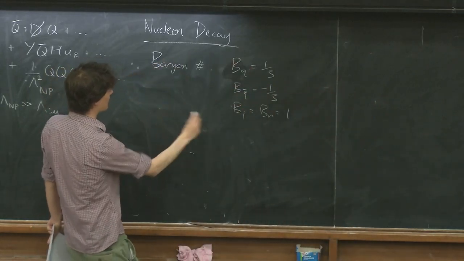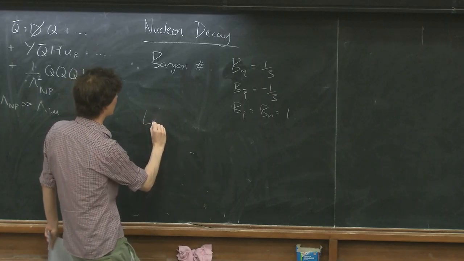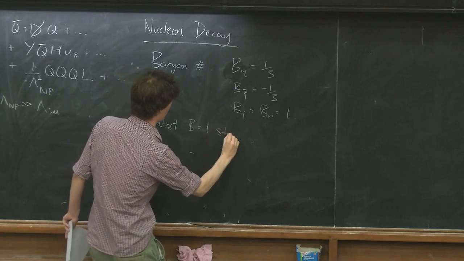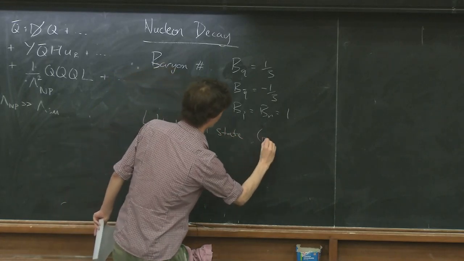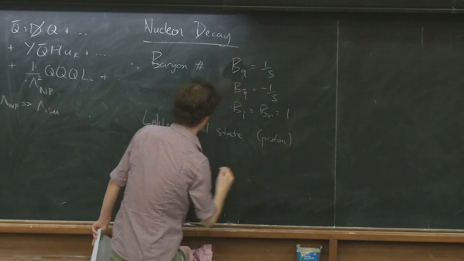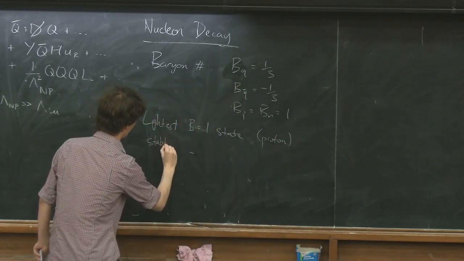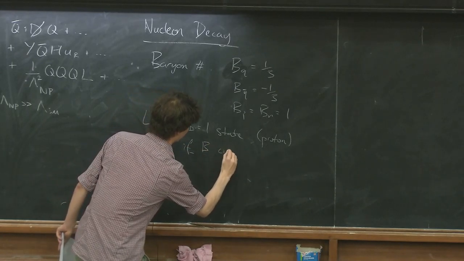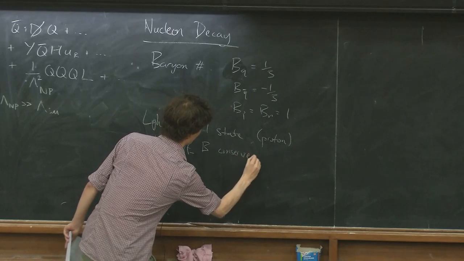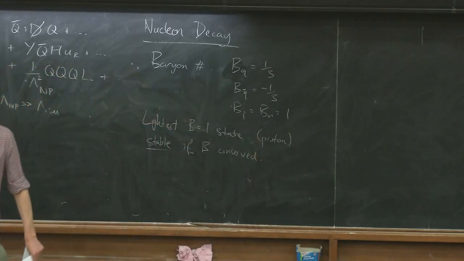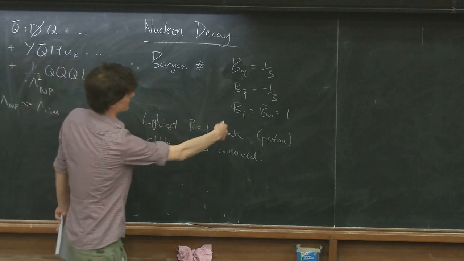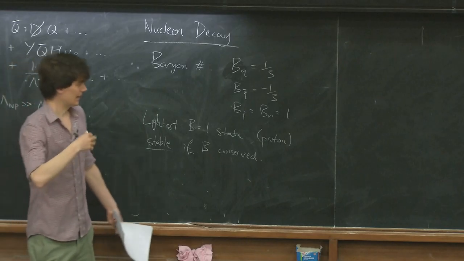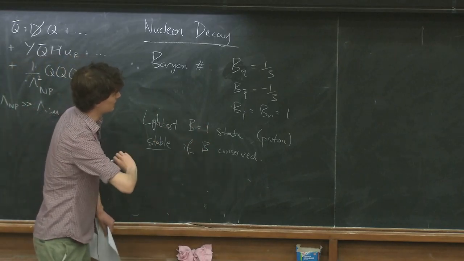And in particular that means that if baryon number is a good symmetry, then the lightest B equals 1 state, which is the proton, is stable. Baryon number conserved. Which is good, because we don't see protons decaying. Baryons which are heavier, such as the neutron, can certainly decay. You can get a neutron decaying into proton, electron, neutrino, but the proton can't decay then.